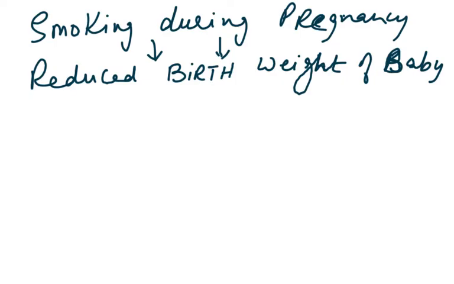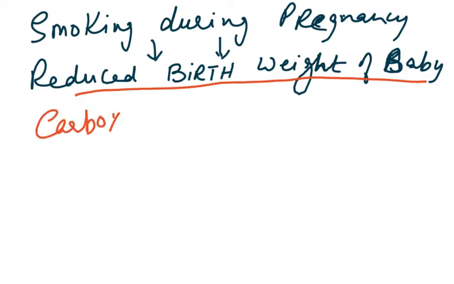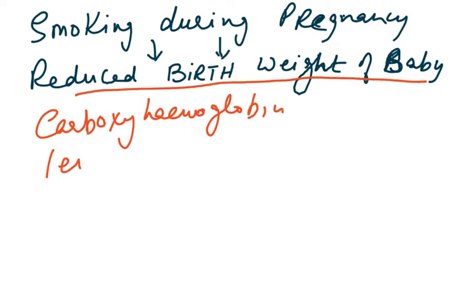So we took maybe 1,000 women who smoked and 1,000 women who didn't smoke, and then we did a study on them, and we recorded the birth weight of the babies that were born to these mothers, the ones who smoked and the ones who didn't smoke, and we realized that the women who were smokers had reduced birth weight of their babies. Now the reason is because there's too much carboxyhemoglobin, so that means less oxygen in the mother's blood.